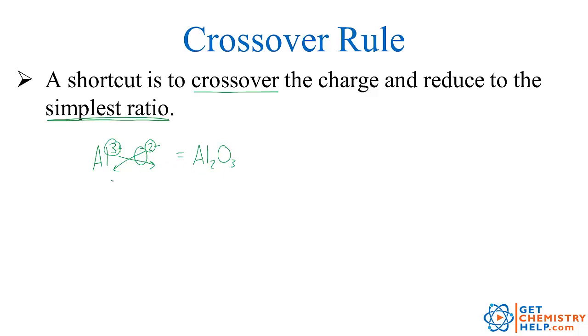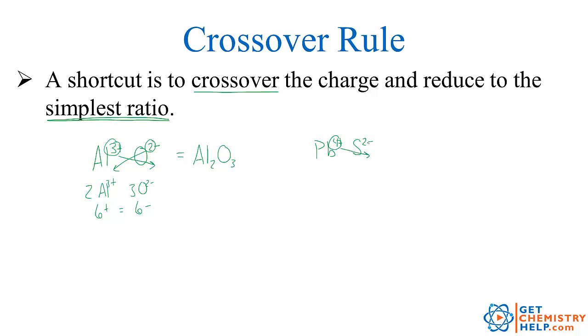Because if I have 2 aluminums, 3 positive each, that's a total of 6 positive. And if I have 3 oxides, 2 negative each, that gives me a total of 6 negative. So this would be balanced. How about if I had, let's say, lead 4 ion, so that would be lead 4 positive, and sulfide. So lead 4 sulfide. Sulfide is 2 away, so it's 2 negative.